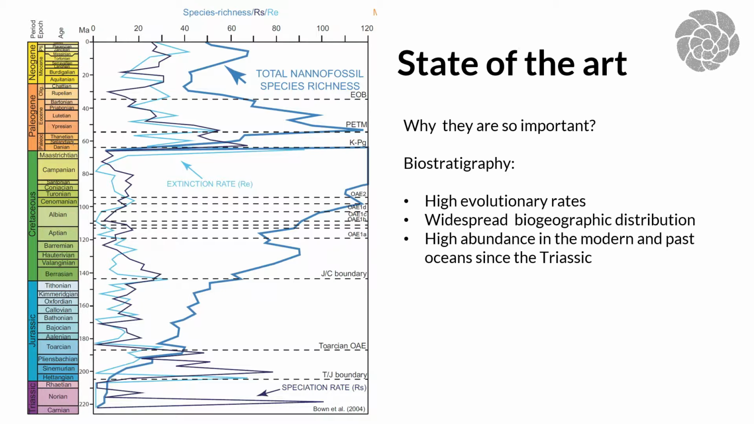Another important requirement is that any group should be widespread. Calcareous nannofossils are planktonic organisms, as all of us know, so they have a widespread biogeographic distribution. And sometimes even more importantly, they show a very high abundance in the sediments. So at least in principle, they are a very good biostratigraphic tool.